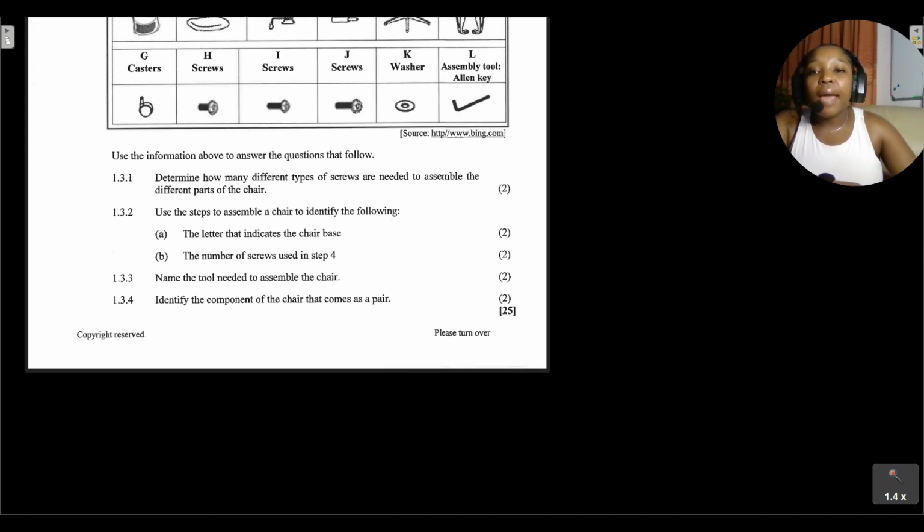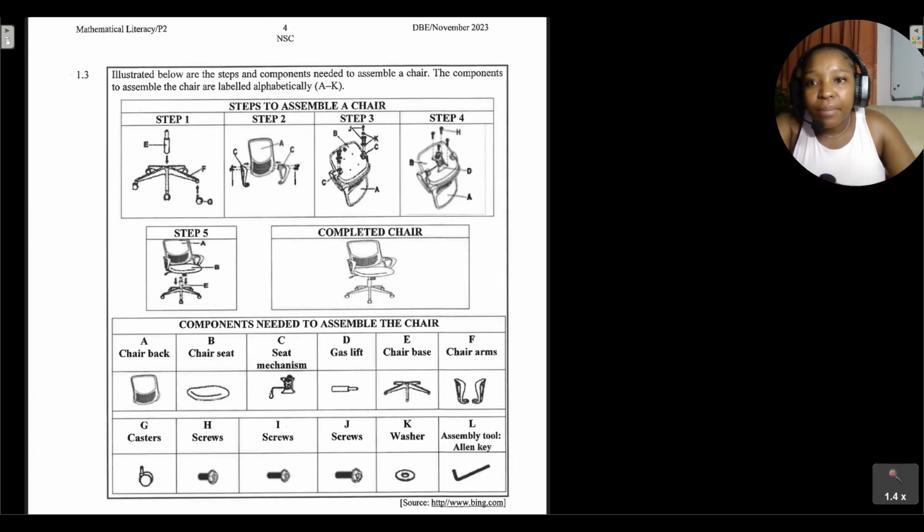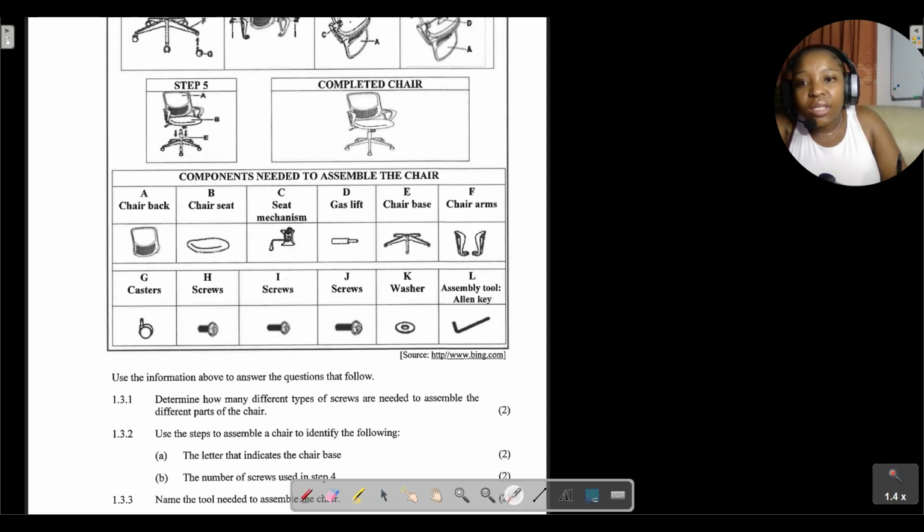Determine how many types of screws are needed to assemble the different parts of the chair. So here, how many types of screws will be needed? Obviously here, you are not going to go trying to count by the steps. How many screws can you see? We are just going to go to the components needed to assemble. From there, we can see how many screws will be needed to assemble this chair. We can already see that it's 1, 2, 3 screws.